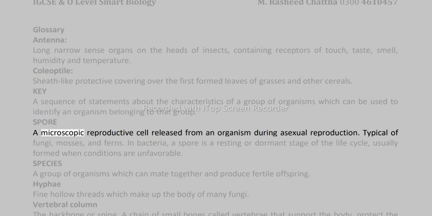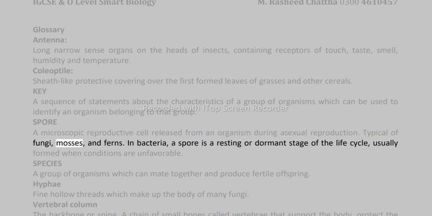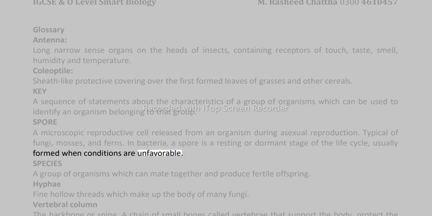Spore: a microscopic reproductive cell released from an organism during asexual reproduction. Typical of fungi, mosses, and ferns. In bacteria, a spore is a resting or dormant stage of the life cycle, usually formed when conditions are unfavorable. Species: a group of organisms which can mate together and produce fertile offspring. Hyphae: fine hollow threads which make up the body of many fungi.